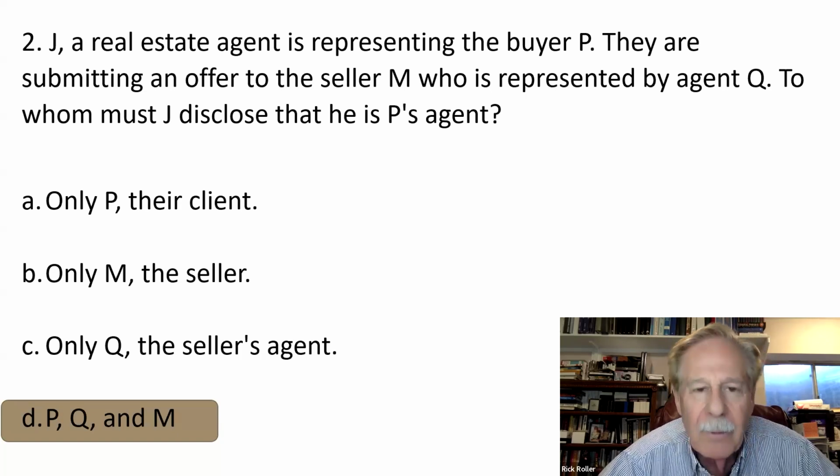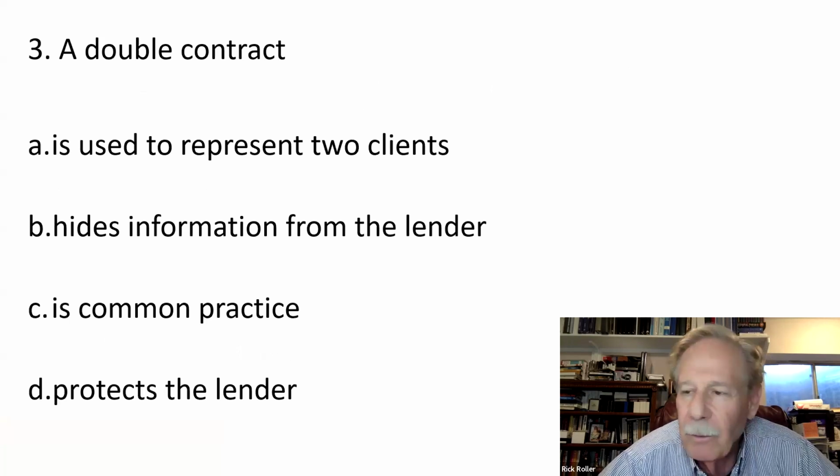Let's look at number 3. We're talking about a double contract, and this is a real no-no. I mean, you've had it pounded in your head a number of different ways, but a double contract is used to represent two clients, hides information from the lender. Hang on to that one.